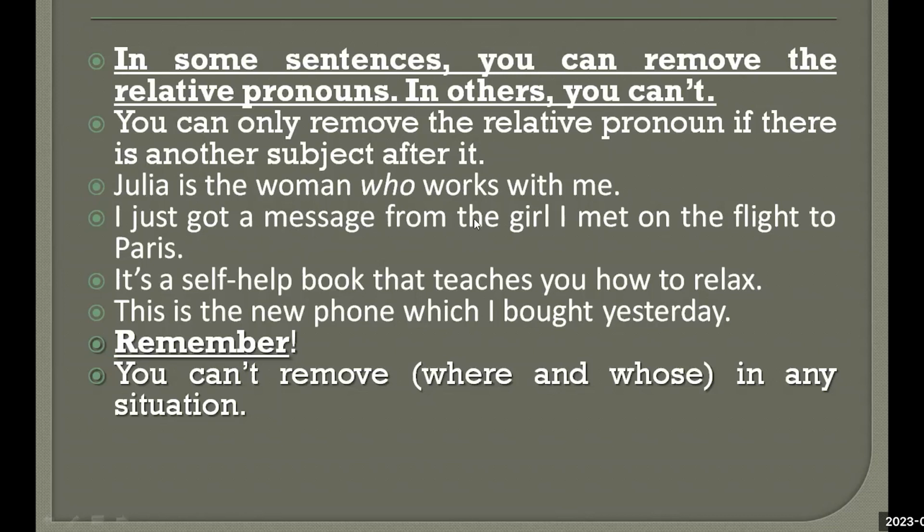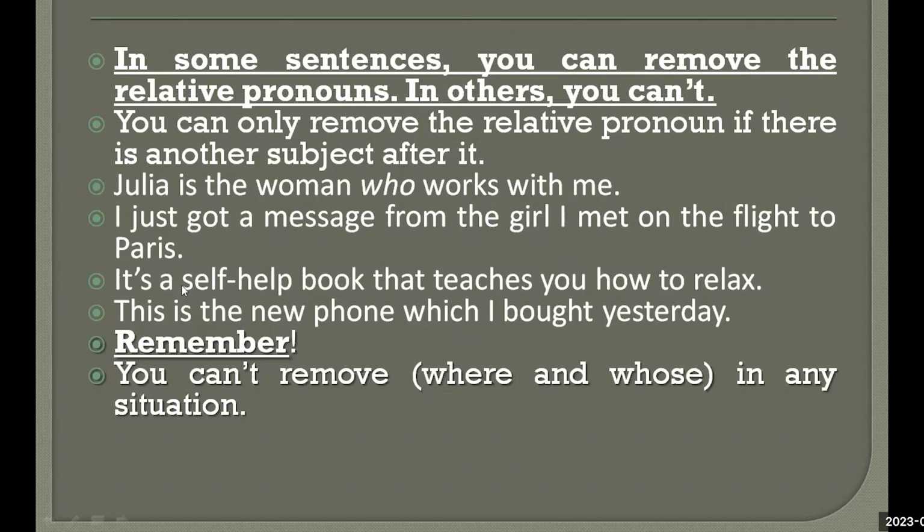Look at this one. I just got a message from the girl I met on the flight to Paris. Here, originally, we have a relative pronoun, which is who I met on the flight to Paris. We removed the relative pronoun from the situation. Why? Because we have a subject. Which one? I. So if you have I, this means that you can remove the relative pronoun. There's another subject after the relative pronoun.